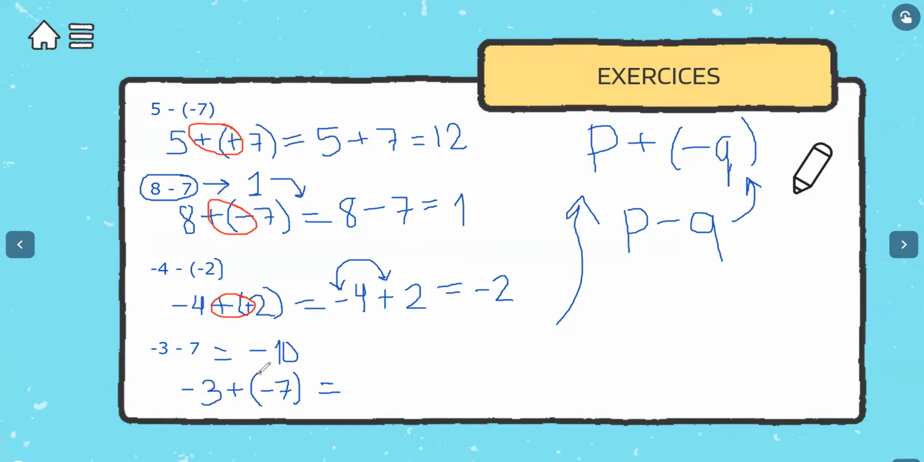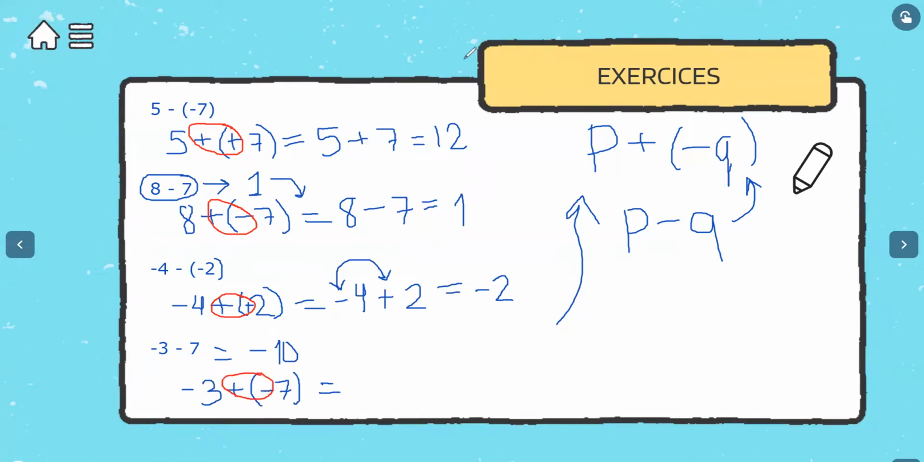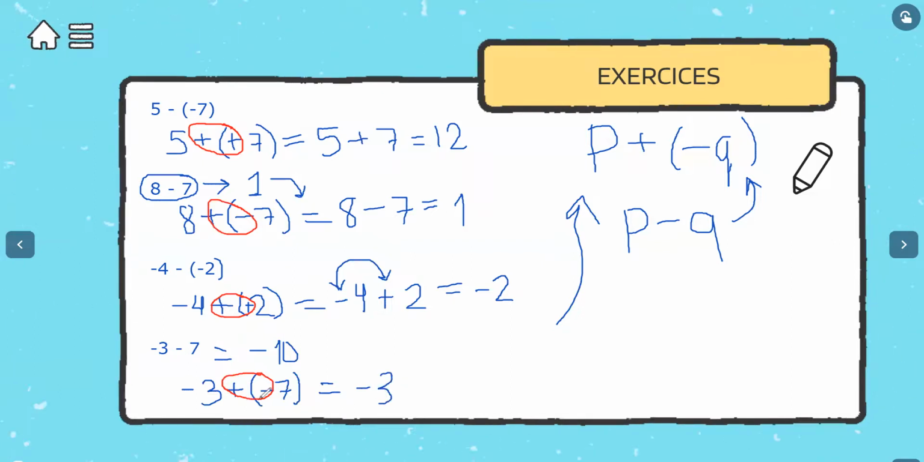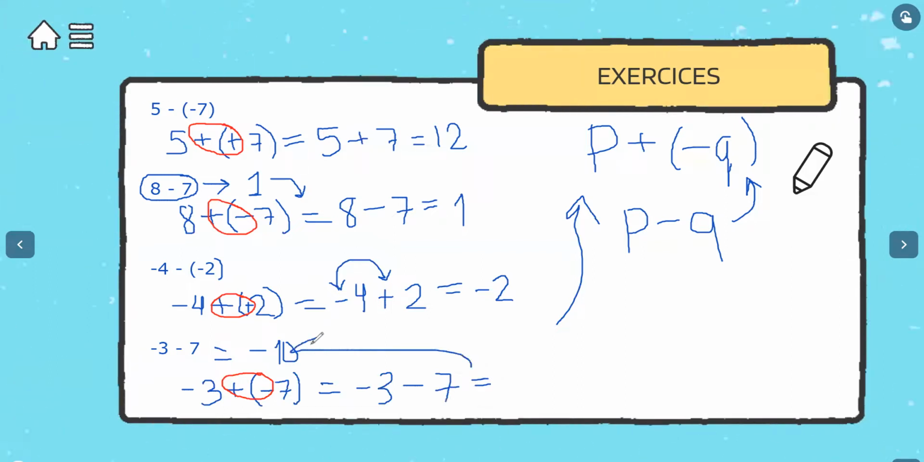Remember, we do the multiplication of the signs. So we have a -3, positive times negative is a negative, and we have a 7. So it's pretty much the same thing as we did right here. -3 minus 7 is a -10, right? So that's the way we do it.